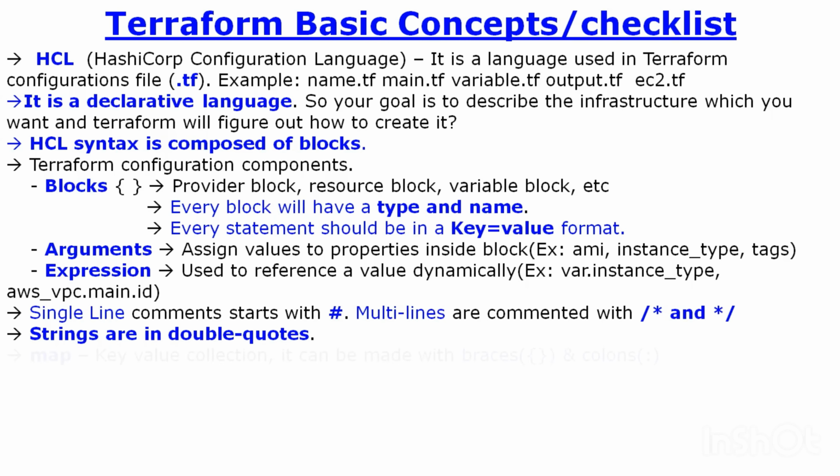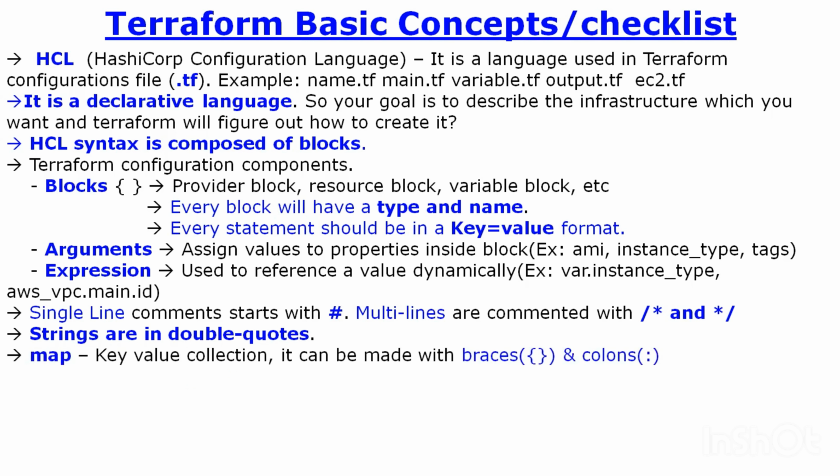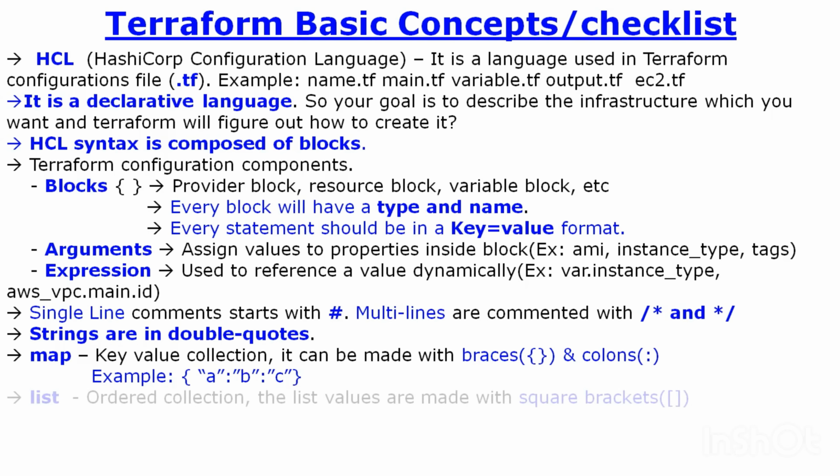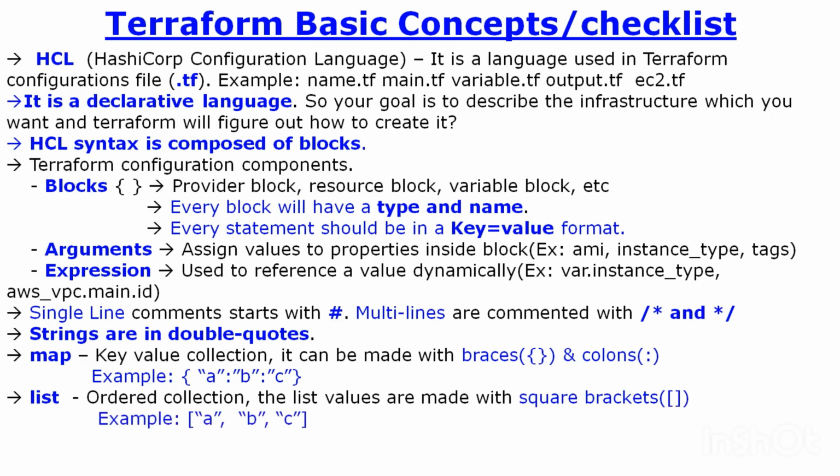Then we need to know map. A map is a key-value collection. It can be defined with curly braces and colons. Here is the example: we open the curly braces, "A" colon "B", and so on, then close the curly braces. Then we need to know list. For a list, we define the order first, then we can collect those in order. That can be defined using square brackets. Here is the example.